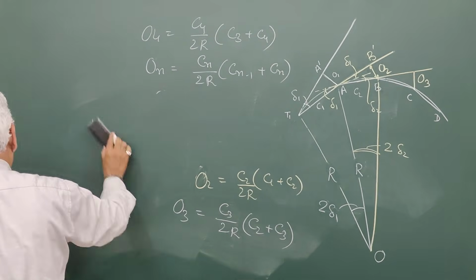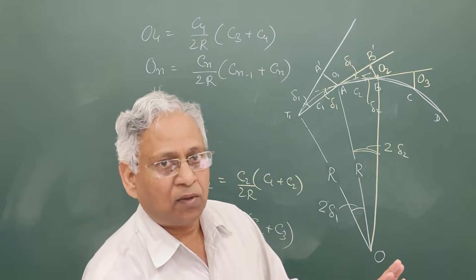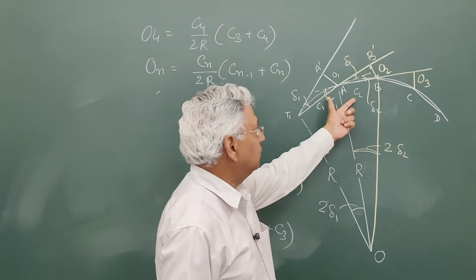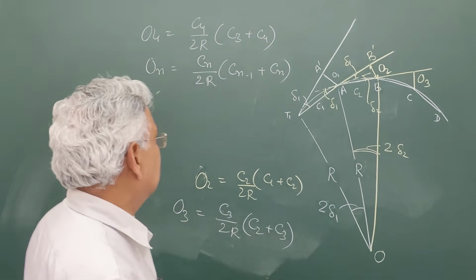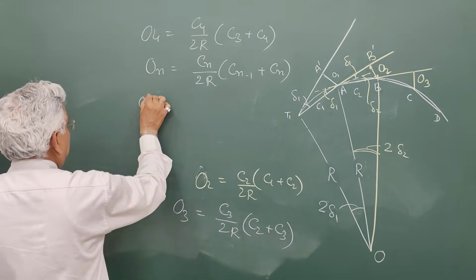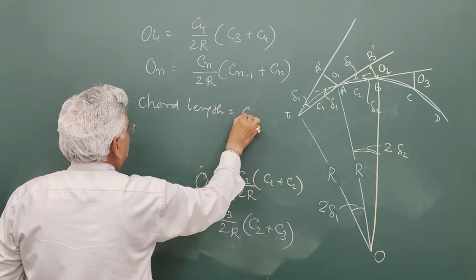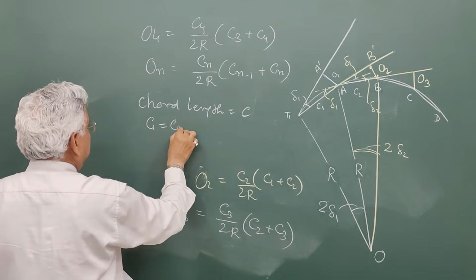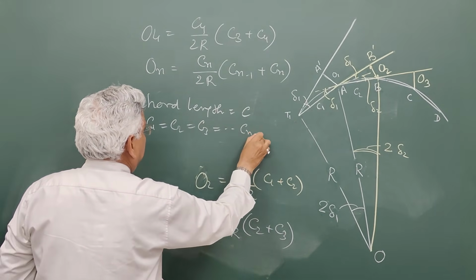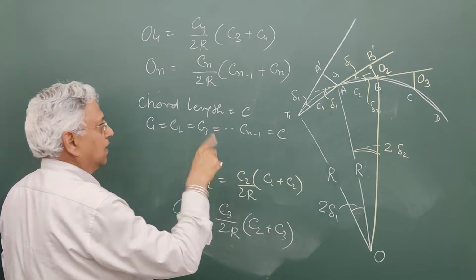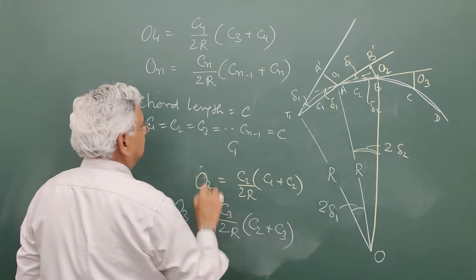So as I told you that the chord length generally are equal except the last one, and therefore if you take C1 is equal to C2 is equal to C3 is equal to Cn minus 1, and let us say chord length is C. So C1 is equal to C2 is equal to C3 is equal to Cn minus 1 is C, and the last chord is, let us say, Cn, or you can say C1.